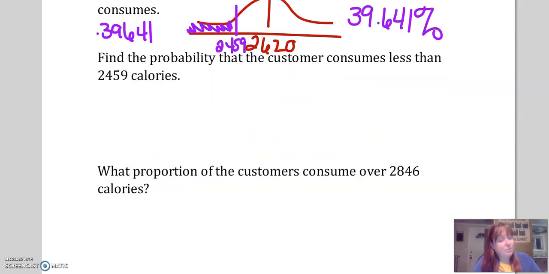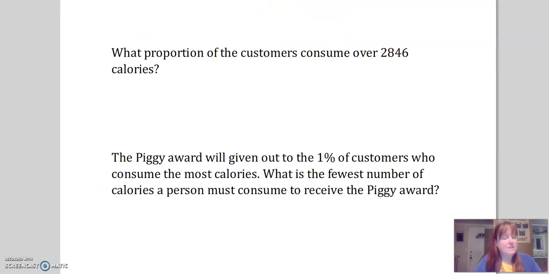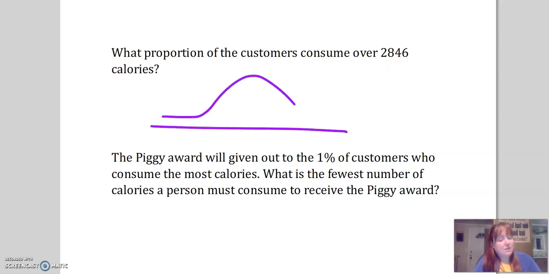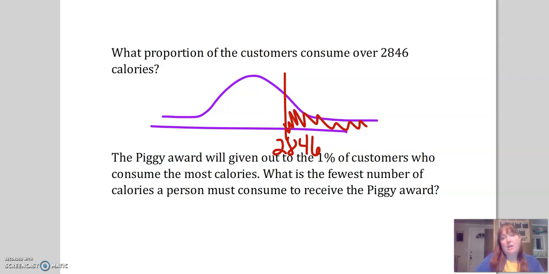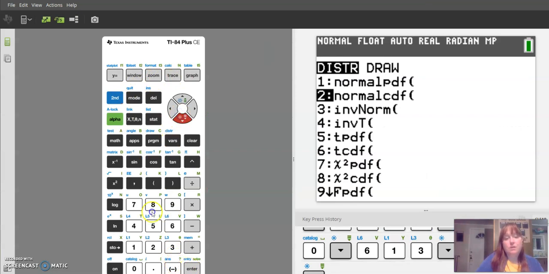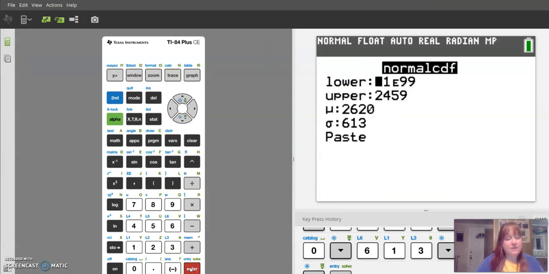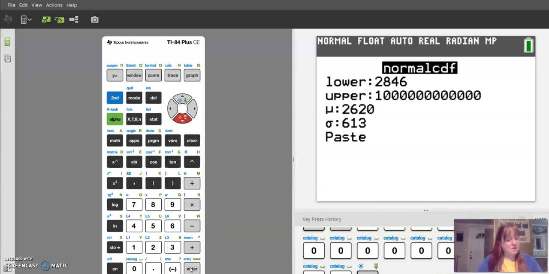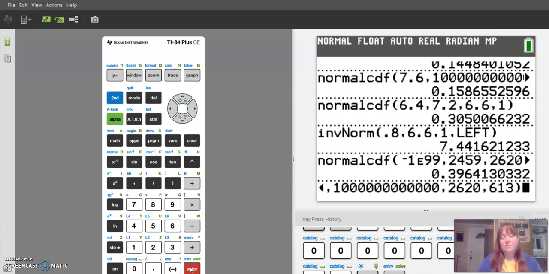All right, what proportion of the customers consume over 2846? This is the same thing, except instead of looking at the left side, we're now looking at the right side, here at 2846. We're saying, how many of our customers are in that area right there? So we're going to go back to our distribution. Our lower bound at this point is going to be 2846, because that's the lowest we want to go, and then we want people from there all the way up to positive infinity. So we're just going to put a huge, huge number in there, and our mu and sigma stay the same.